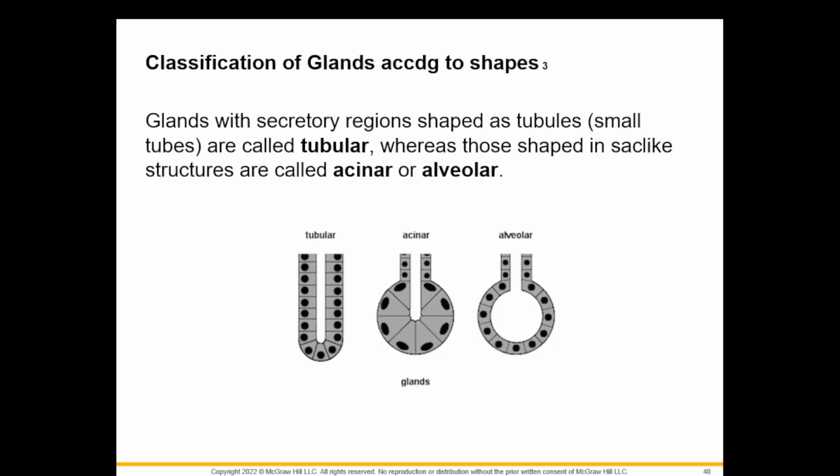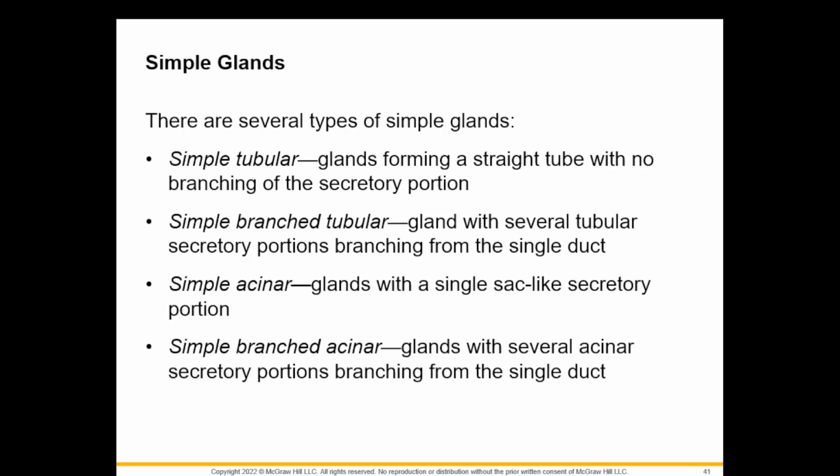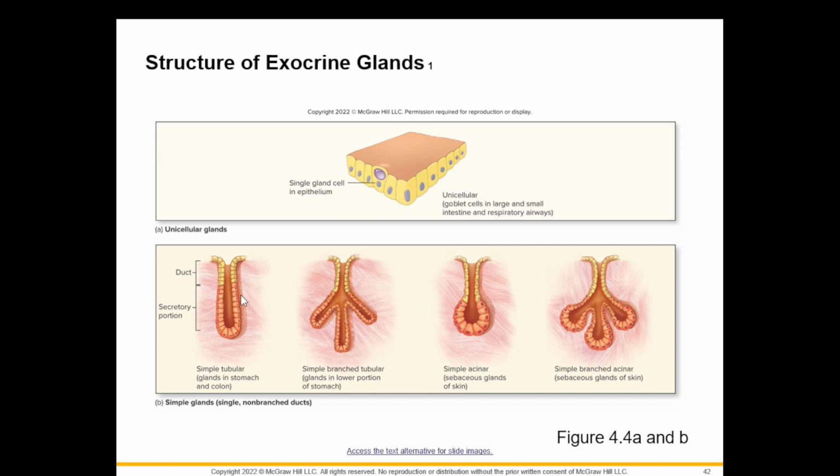Now, if you put the appearance of the duct together with the shape of the secretory portion, you will get these several combinations. First, we have simple tubular. Simple meaning single duct. Tubular meaning tubular yung appearance ng secretory portion. So let's take a look. Yan, this is your simple tubular. Single duct, tubular appearance of your secretory portion.